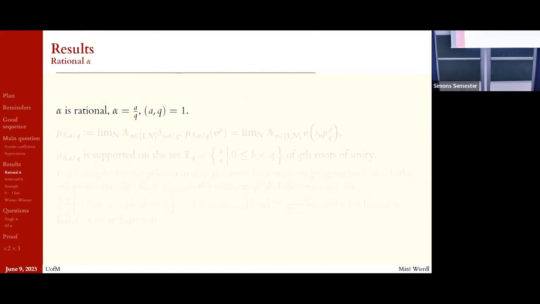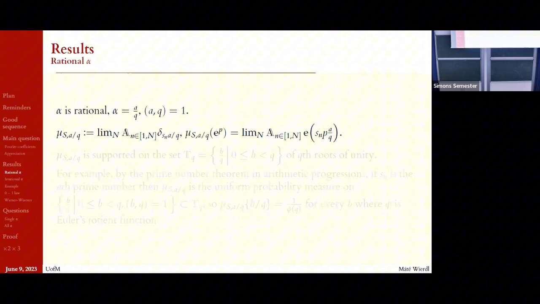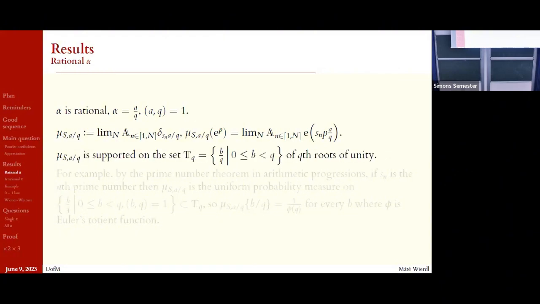Let's look at the case of rational alpha, because in fact in this case the result is pleasing. So in this case alpha is equal to A over Q in lowest terms, and so the limit measure looks like this. And as soon as you look at how the limit measure is obtained from these averages, you realize that the limit measure is supported on the Qth roots of unity, right? So the limit measure is supported on this finite set.